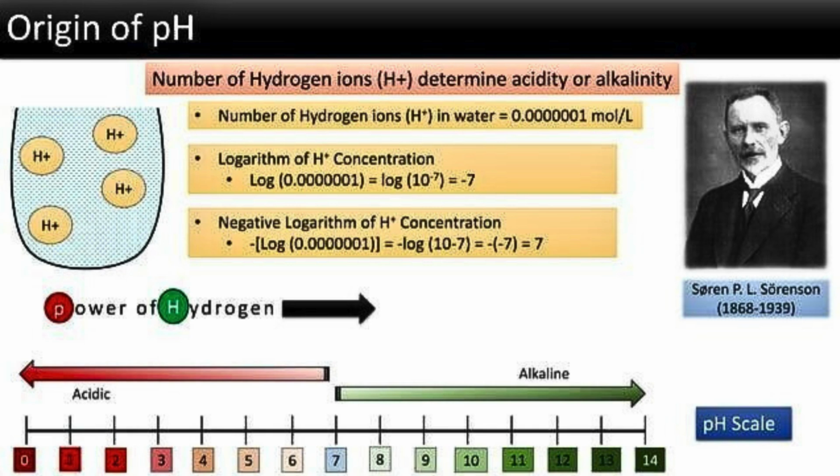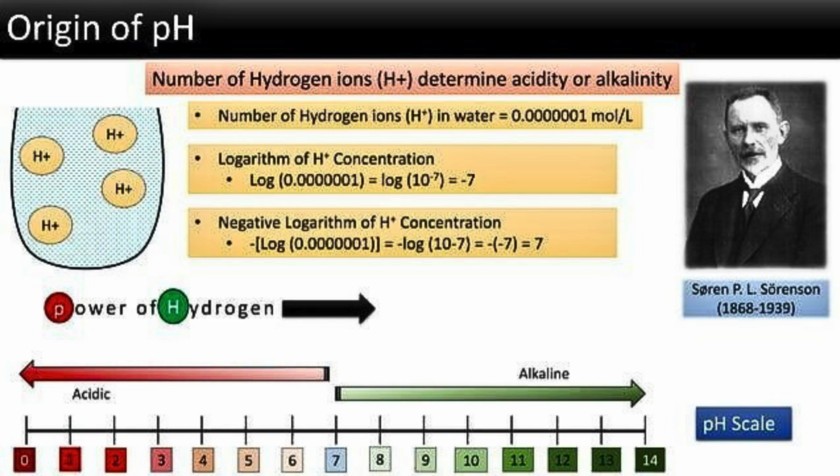For pure water, this number is 0.0000001 moles per liter. Now, if we take the logarithm of that concentration, we get the logarithm of 10 to the power of -7, which equals -7. But pH is actually defined as the negative logarithm of the hydrogen ion concentration. So, applying that, we get the negative log of 10 to the -7, which is 7.